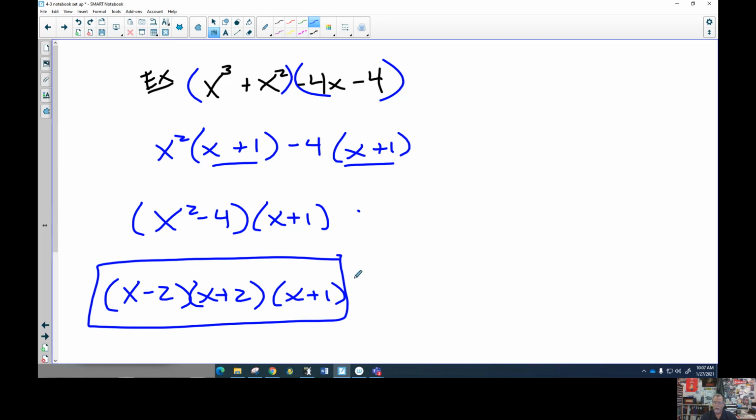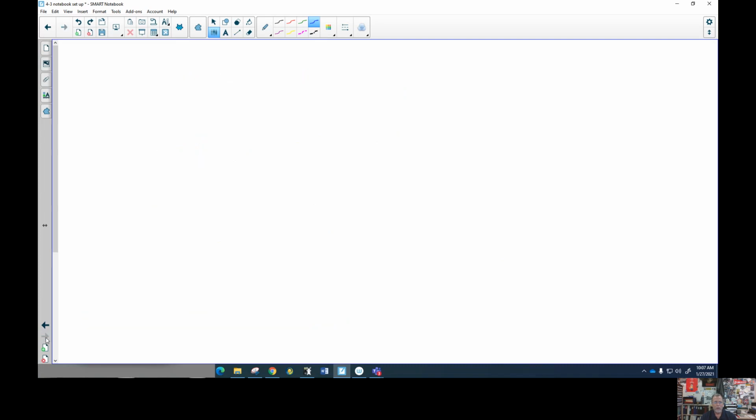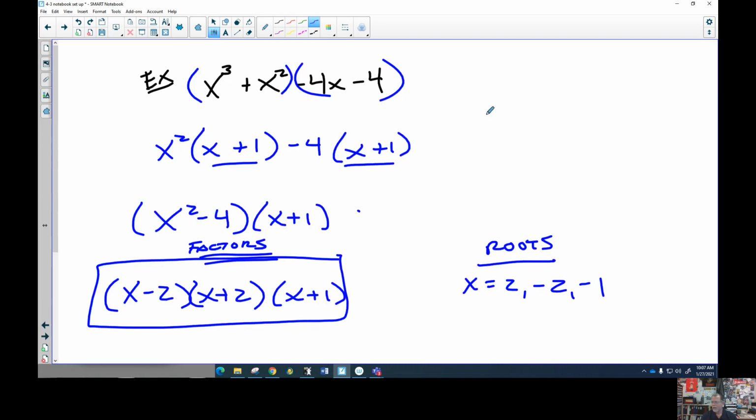Again, I want you to have very clear in your mind the difference between those. These are the factors that would be created from the roots. X equals 2, -2, and -1, right? These are the roots. These are the factors. They're asking us for the factors in this section most often. But finding the roots gives you the factors. That's it, guys. That's what we're doing in this section. And we will, again, extend this in our next unit.